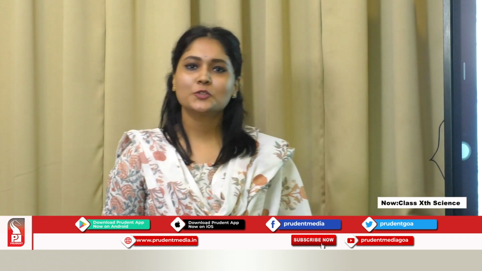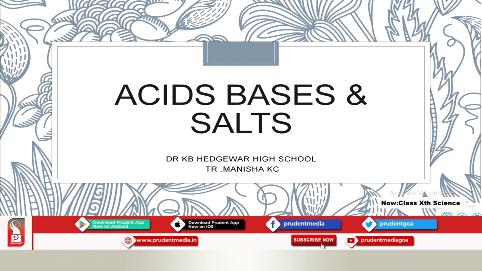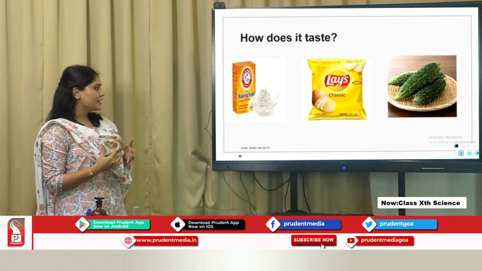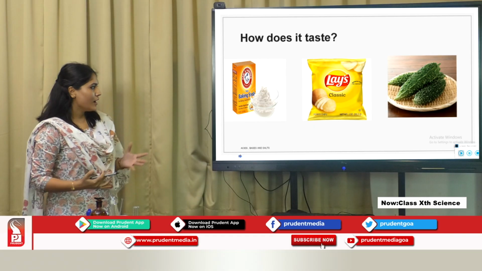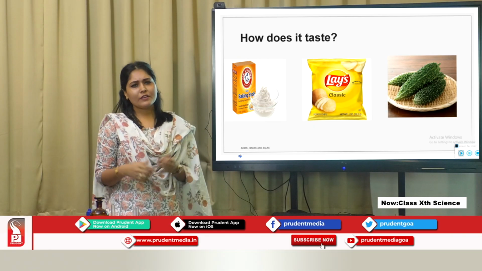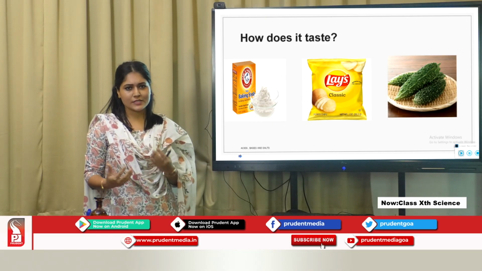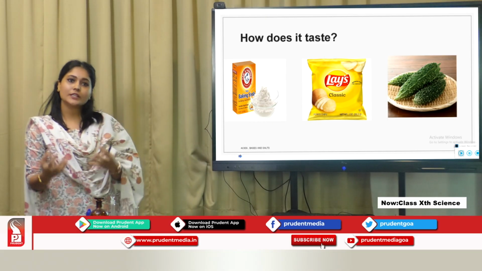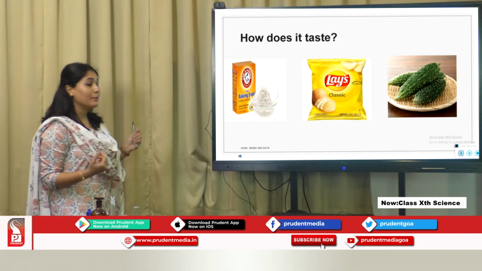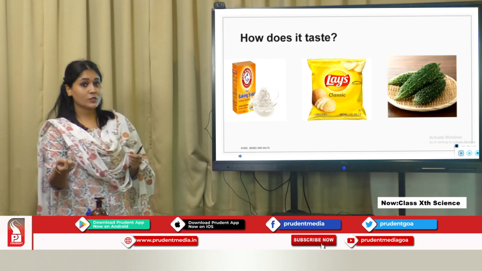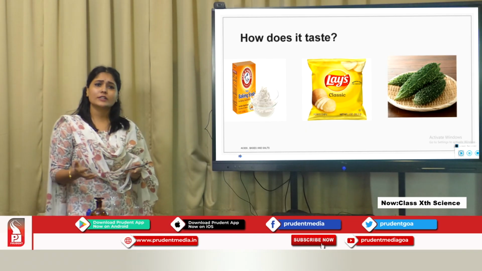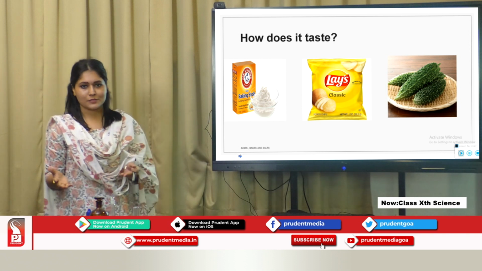Hello students, in today's class we will be learning about acids, bases and salts. So you can see on the screen there are various food items which are kept: bitter gourd, Lay's and baking soda. Now when we taste these various food items, their taste differs. We know bitter gourd tastes bitter, whereas chips taste salty. While baking soda, if you have tried to keep it directly on your tongue, it's going to taste bitter. Now what is the reason for this various taste in the food items?